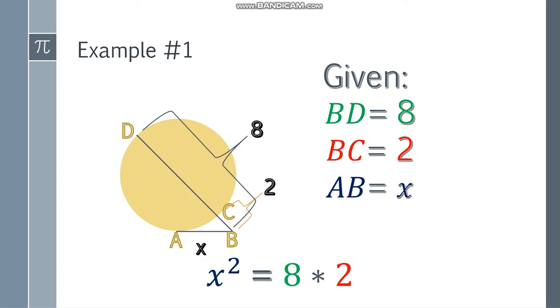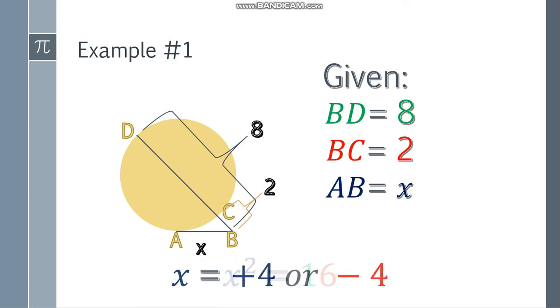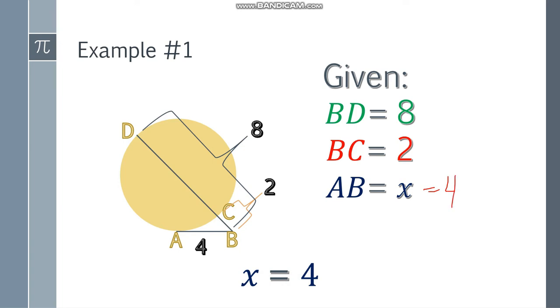To find the value of X, let's simplify it further. X squared is equal to 16. Now let's get the square root of both sides, and X is equal to plus 4 or negative 4. Remember, in measurement, we cannot accept negative values, so we're just going to accept the positive one. The final answer will be 4. So AB is 4 units.